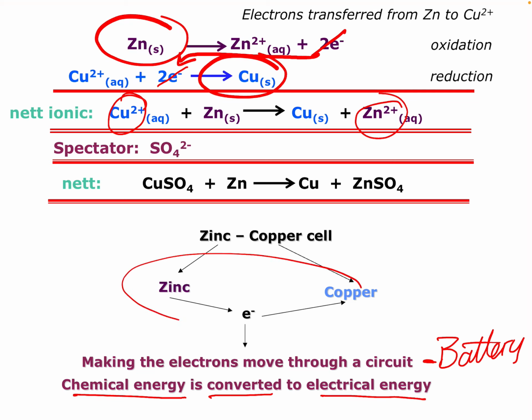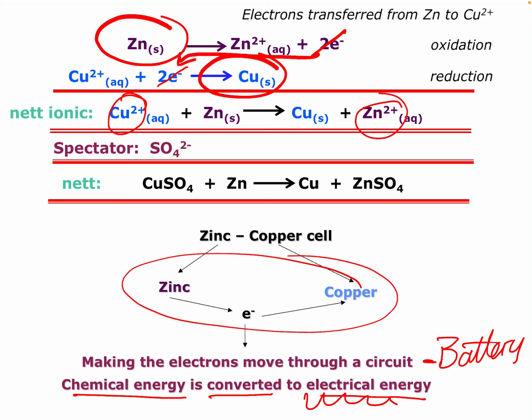This transfer of electrons is because there's chemical potential. When the reduction happens, that's chemical energy. When oxidation happens, that's chemical energy. We're forcing that chemical energy to make the electrons move through a circuit. If the electrons move through a circuit, it is electrical energy.